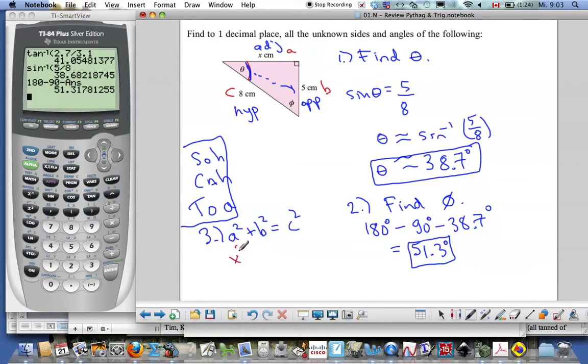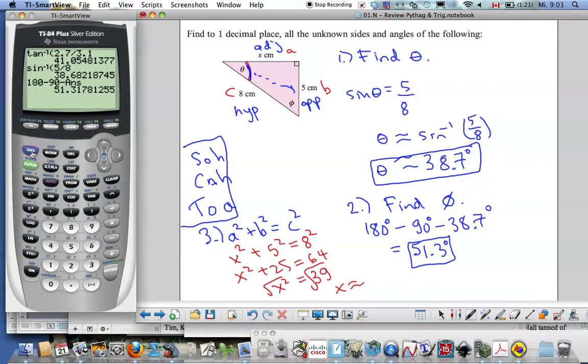So I have x squared plus 5 squared is equal to 8 squared. We're going to subtract 25 from both sides. 64 minus 25 is 39. Good. And now, guys, remember to get rid of a square, you all know this already, that's the square root. I always like to put the approximate because the square root of 39 is not going to be exact.